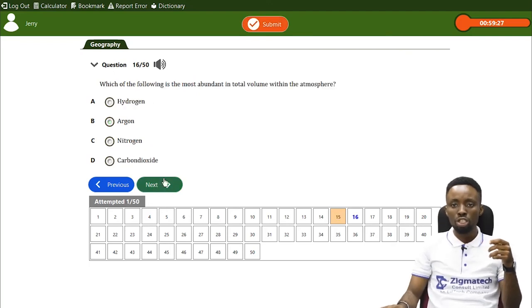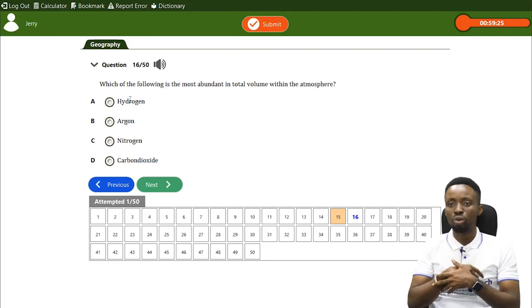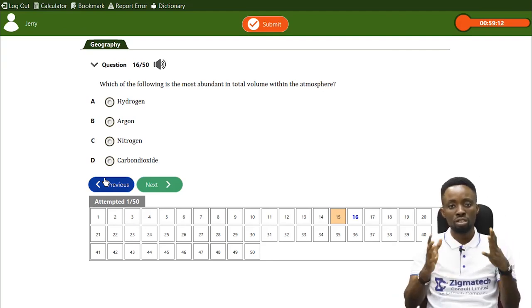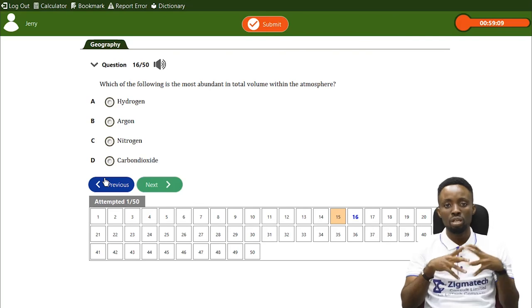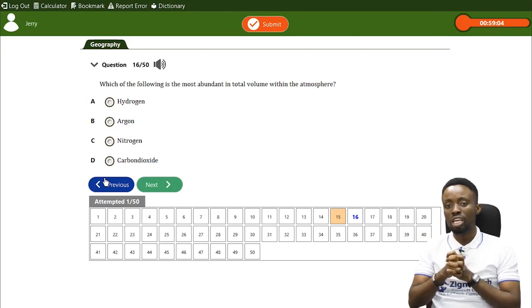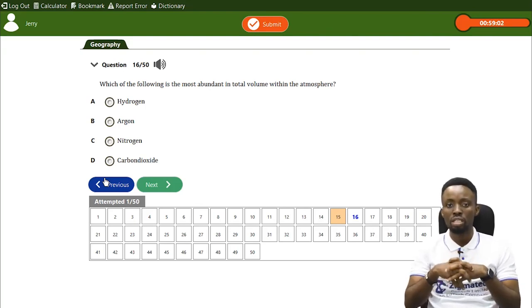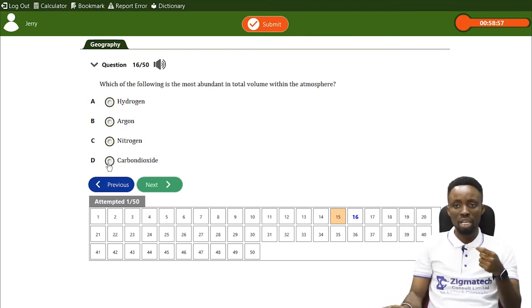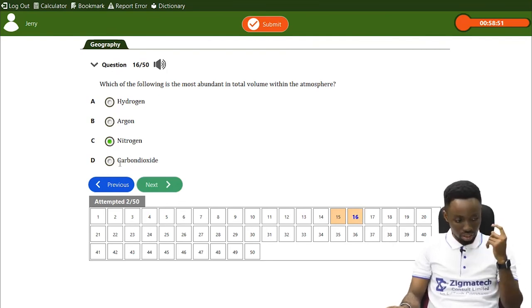It says, which of the following is the most abundant in total volume within the atmosphere? We have A, hydrogen, we have B, argon, we have C, nitrogen, we have D, carbon dioxide. Now, if you take your mind previously to the composition of gases in the atmosphere, we talked about nitrogen having a percentage of 78% by volume. So the gas there with the highest volume is definitely going to be what? Going to be nitrogen.